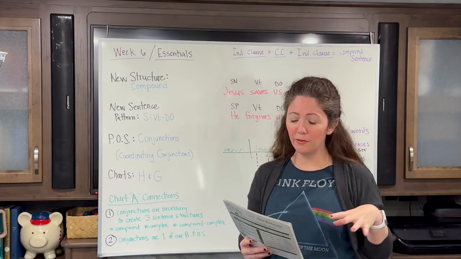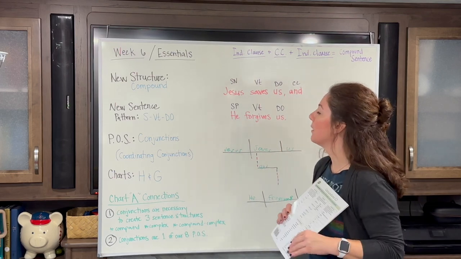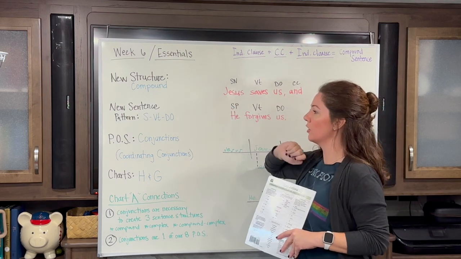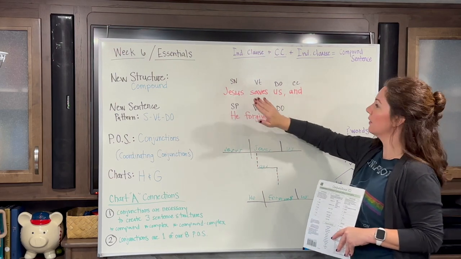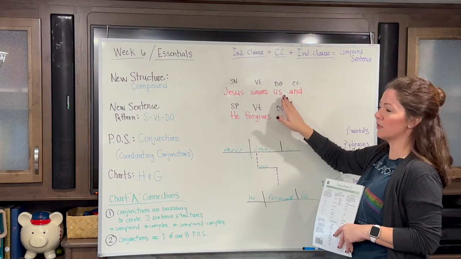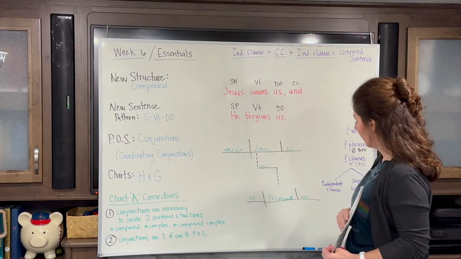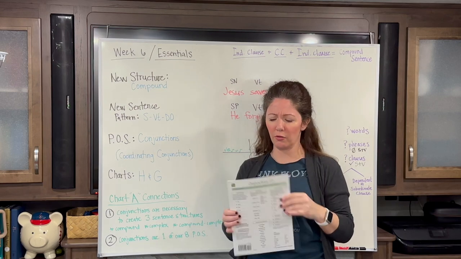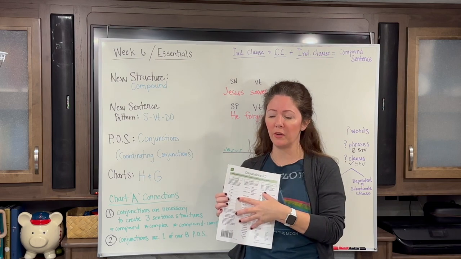Okay, so that is a review for today of our conjunctions from chart H, our FANBOYS, our coordinating conjunctions, compound sentence structure, our SVTDO sentence pattern, our subject, our transitive verb, and our direct object where it's transferring that action. I hope that was helpful. There is already a week 6 video posted that is just going through the memory work for chart H and the songs, so you can check that out too if you want to focus on that.